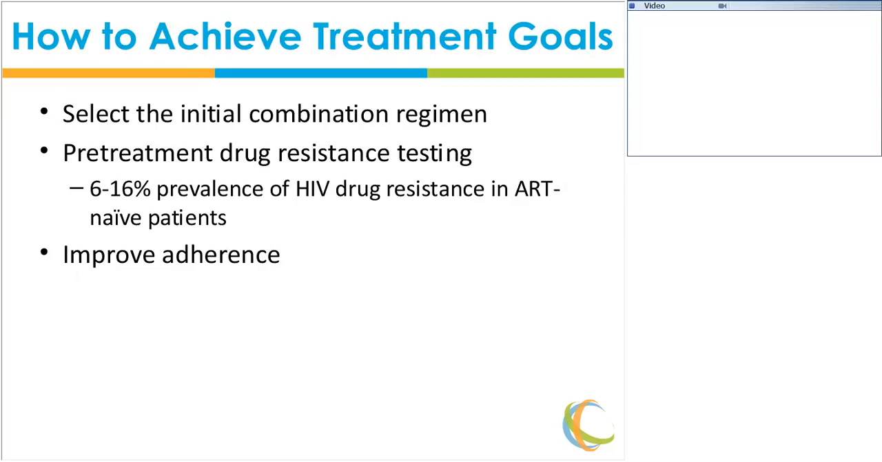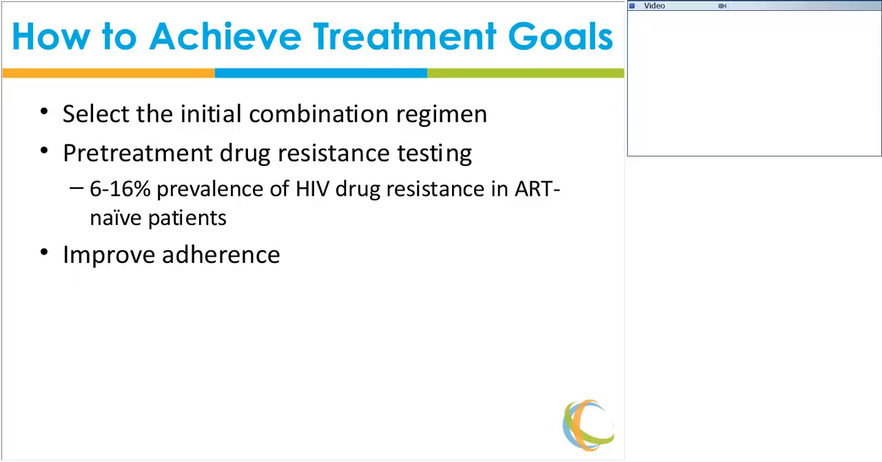In order to achieve these treatment goals, several factors must be taken into consideration. When selecting the initial combination regimen, there are several preferred and alternative ARV regimen options that are recommended for use and will be discussed in a future presentation. Many have comparable efficacy, but vary in dosing frequency, pill burden, drug interactions, and side effect profiles.